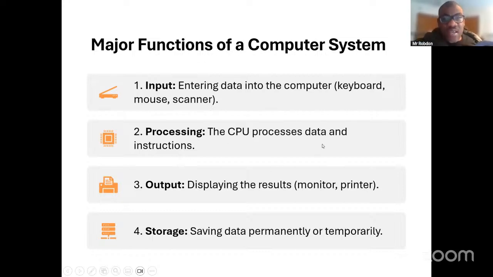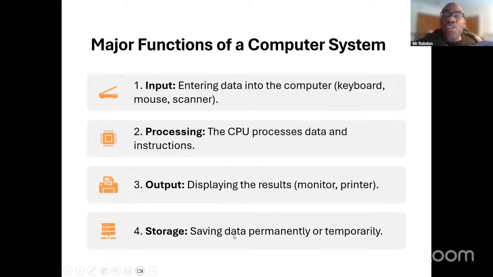And then there is processing, right? The CPU processes data and instructions. So it has a processor in there. Then there is what we call the output device, and this is a monitor or printer. But let me expand that. If you can also hear it in the case of sound, so a speaker is also an output device.